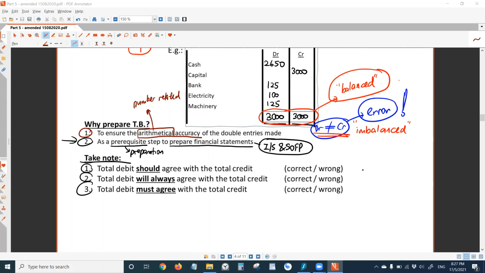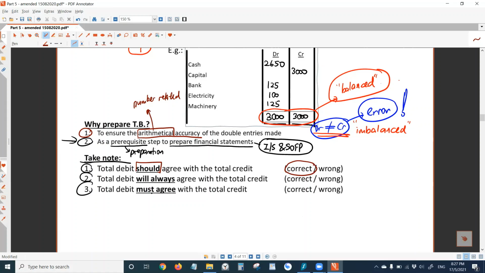First one, both of you said wrong. Should agree means yes, they should agree. The answer is correct. Should agree means they must agree. Agree means both the totals are equal to one another. Otherwise, that means a mistake was made earlier, right? You must ensure that everything is accurate, and the trial balance must be balanced at the end. So the first one is correct. Total debit should be equal to total credit if no mistake is made.